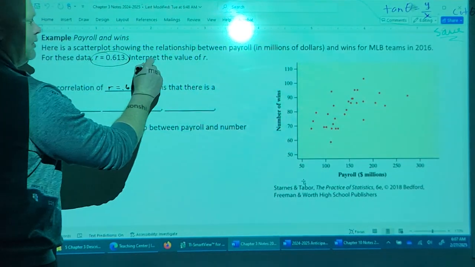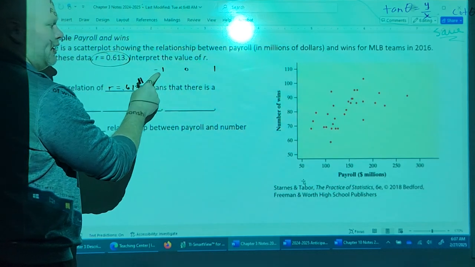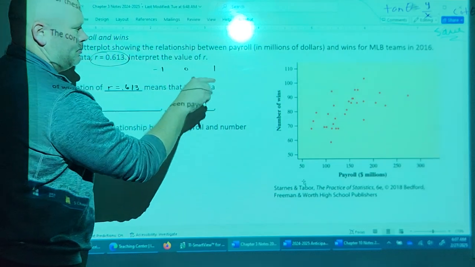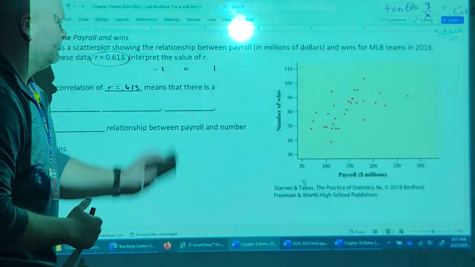Okay, remember R values range from -1 to +1. So the closer we get to -1 would be perfectly linear negative. Closer to +1, perfectly linear positive. Closer to 0 means there's a weaker relationship.